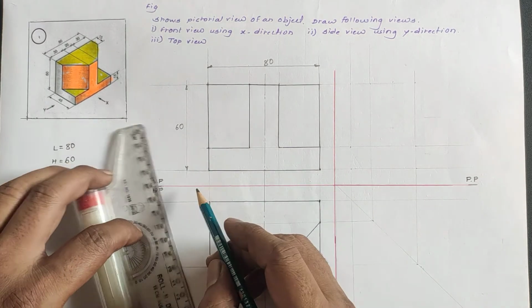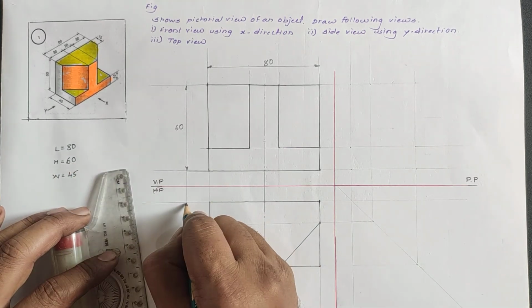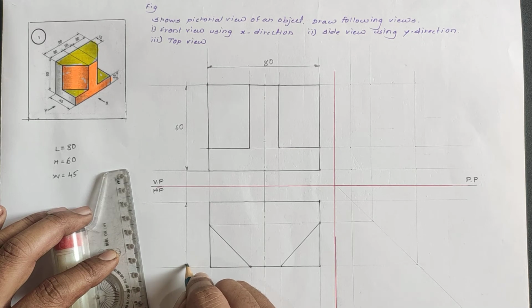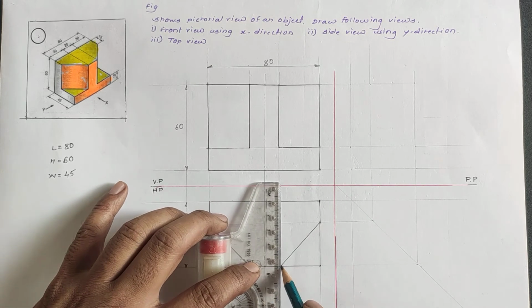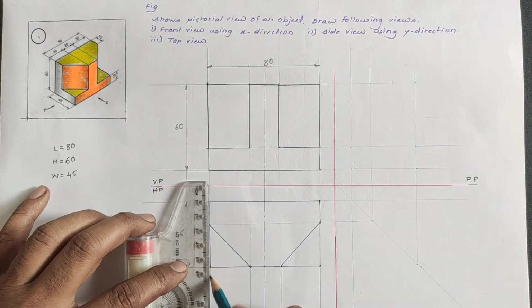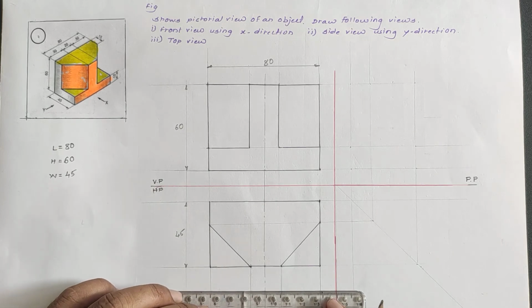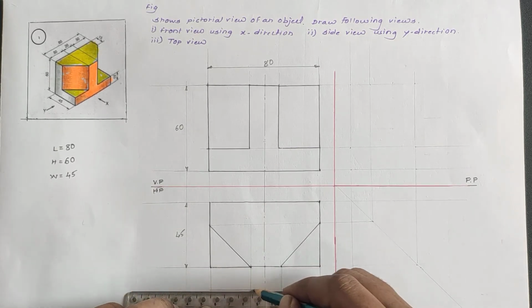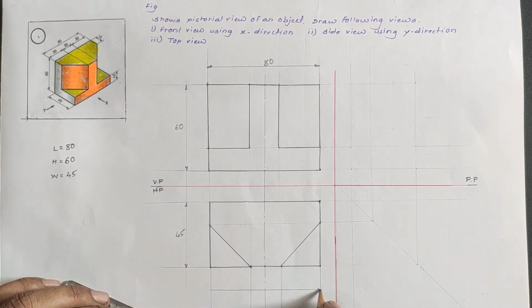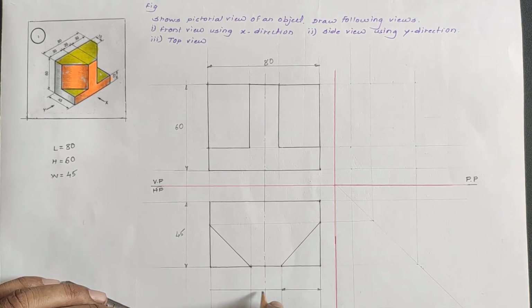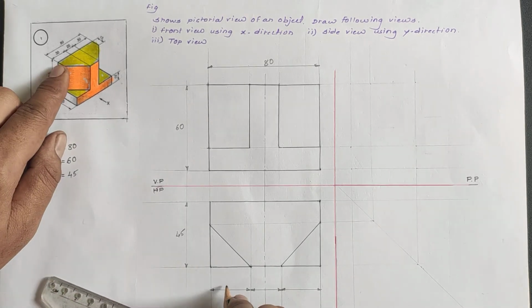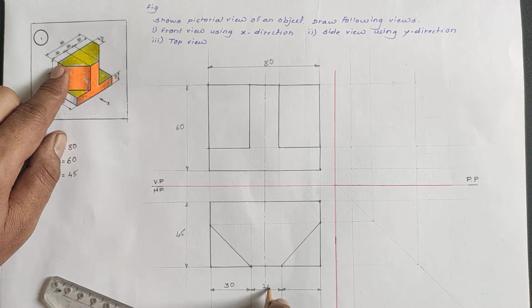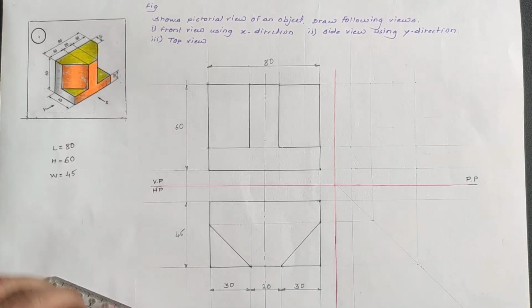Also put the dimensions. Total width of the object is 45 mm, and in the middle, give all the dimensions in mm. Place the dimensions 10 mm away from the object. So total this is 30 mm, 20 mm, again 30 mm.